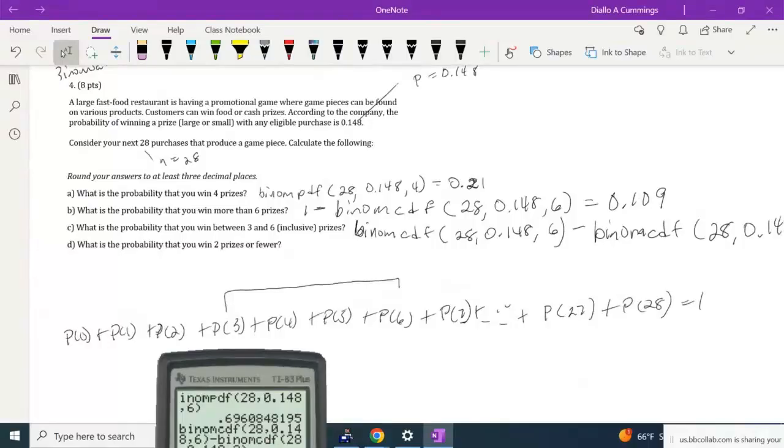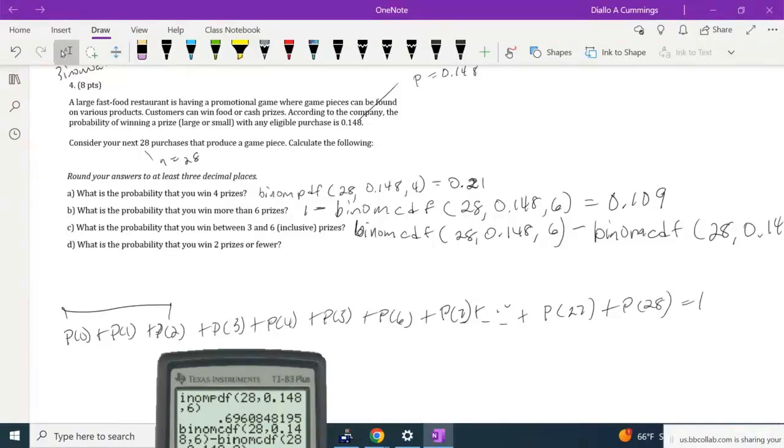Now this question carries 8 points, and I think this is the second largest problem on the test. All right, the last one says, what is the probability that you win 2 prizes or fewer? So if I had to sketch this out, if I had to win 2 or fewer, that's 2 through 0 or 0 through 2.